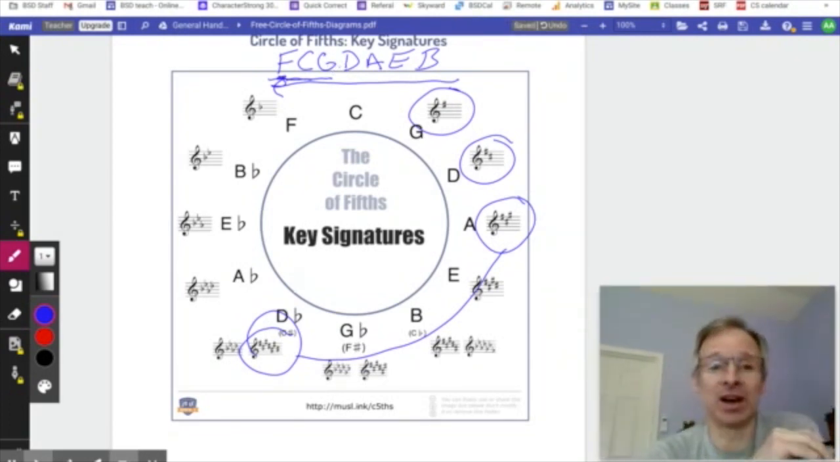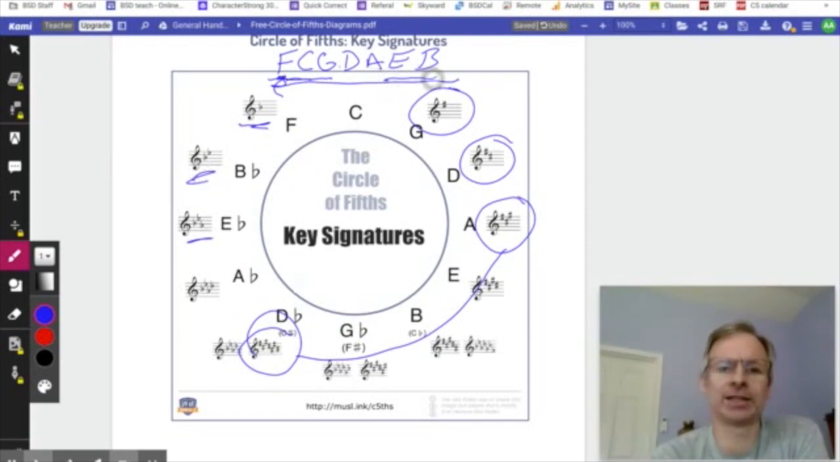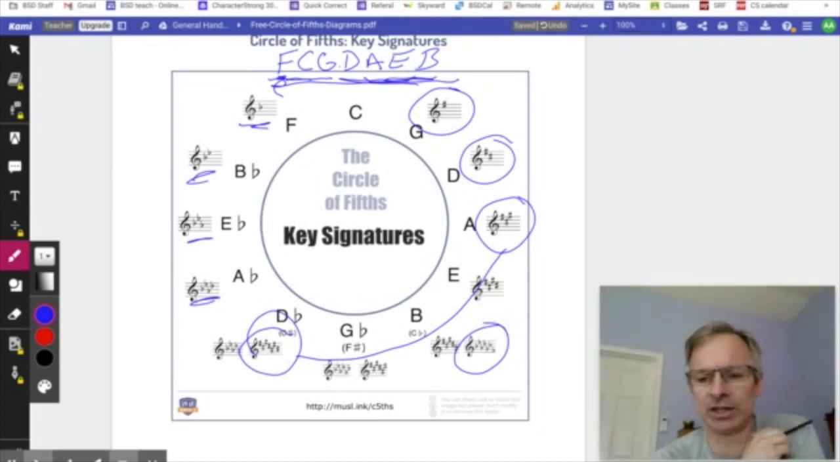Now, if you remember "Be a Dog Cliff," you have the order of the flats in the key signature. So if there's one flat, it's B; two flats, B and E; three flats, B, E, and A; four flats, B, E, A, D; and I can keep going to seven flats, the key of C flat major, and it's B, E, A, D, G, C, F.